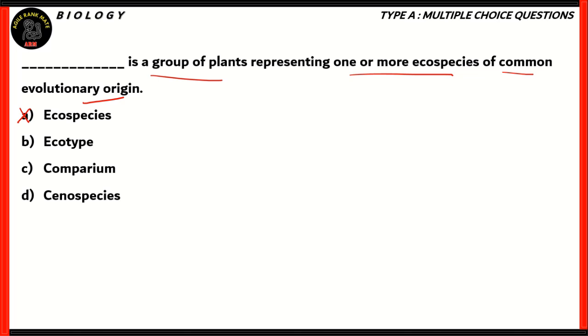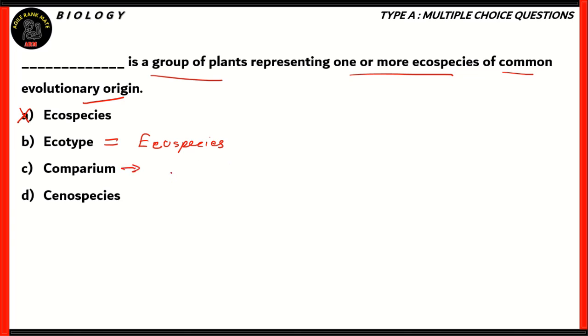Now, option B says ecotype. Ecotype, when you look at the definition for it, is the same as an ecospecies. So basically, they're synonyms. So ecotype is also a genetically distinct geographic variety. Now, what is a comparium?